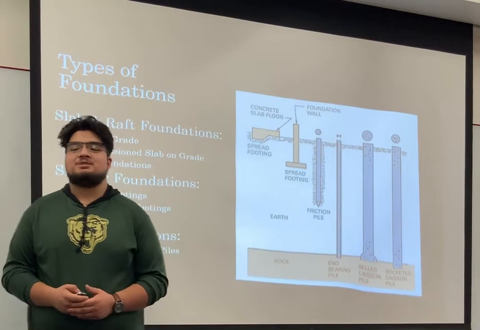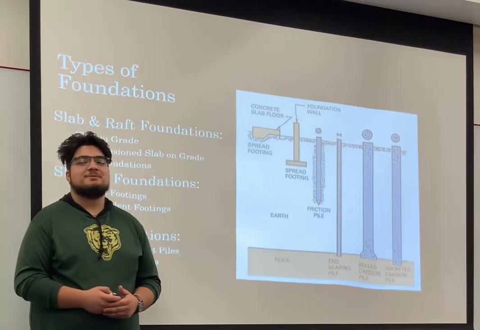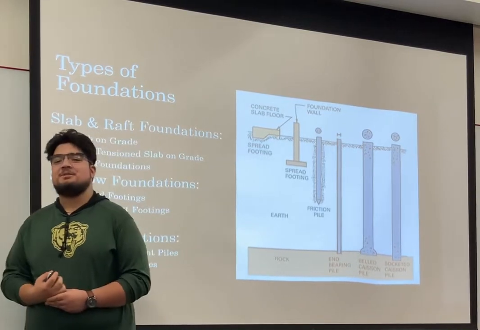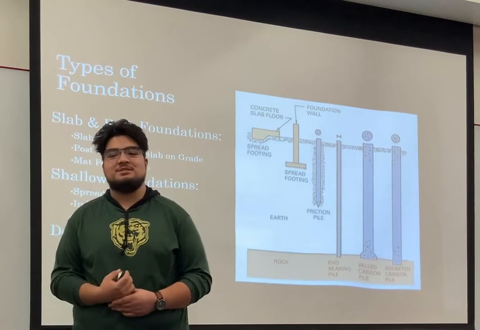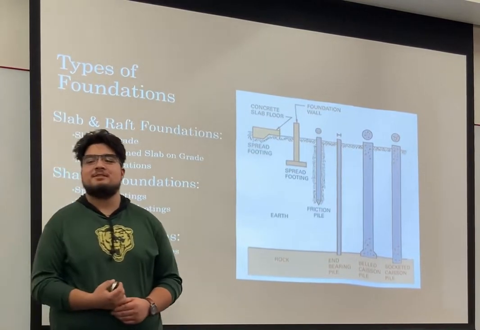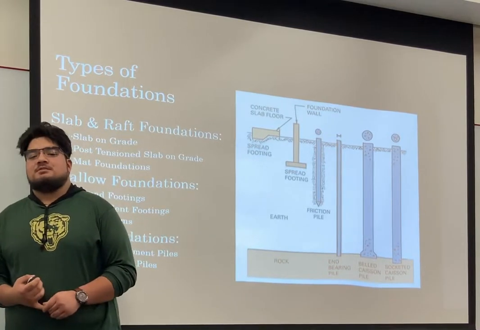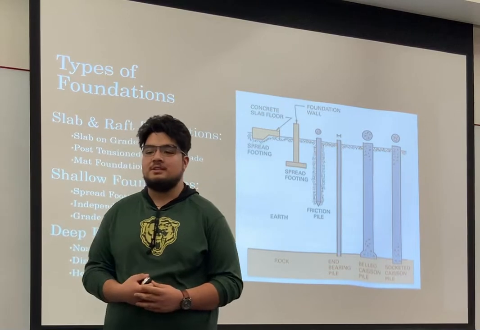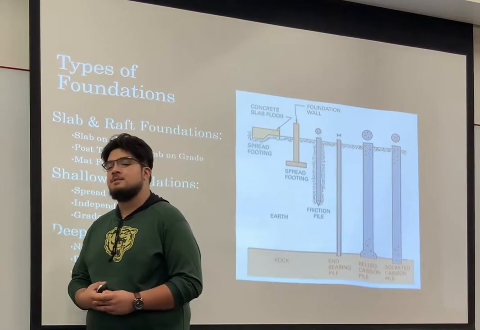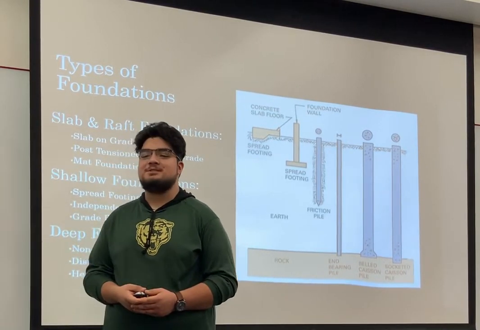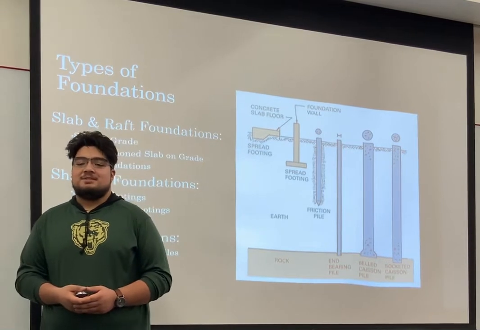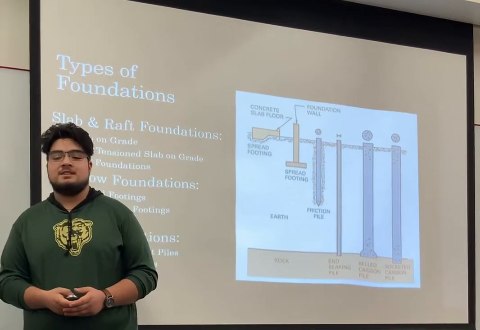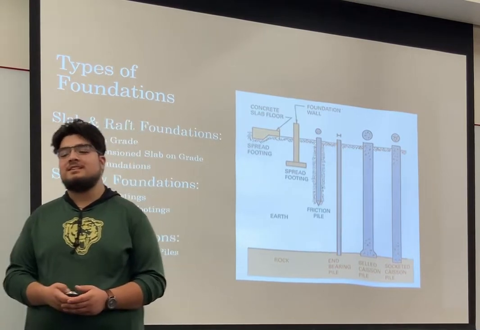For the types of foundation, we have slab and raft foundations. Examples of this are slab on grade, post-tension slab on grade, and mat foundations. We also have shallow foundations, with examples being spread footings, independent footings, and grade beams. We also have deep foundations. Examples of this are non-displacement piles, displacement piles, and helical piles.